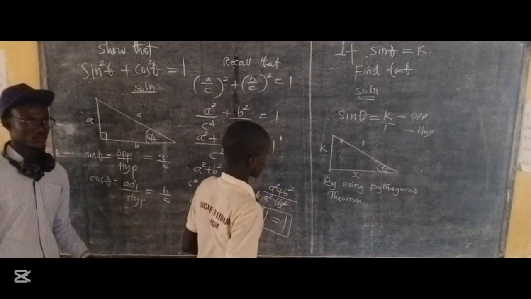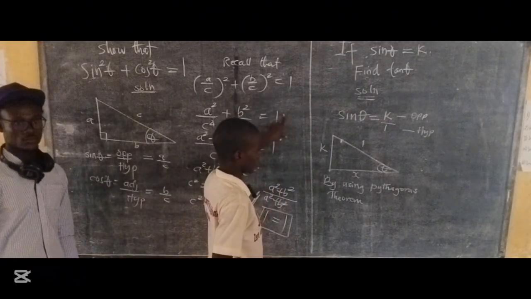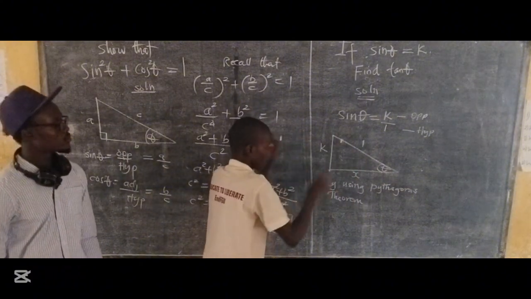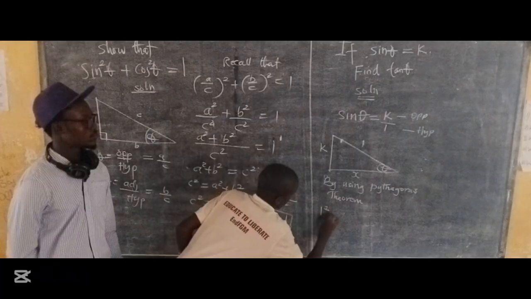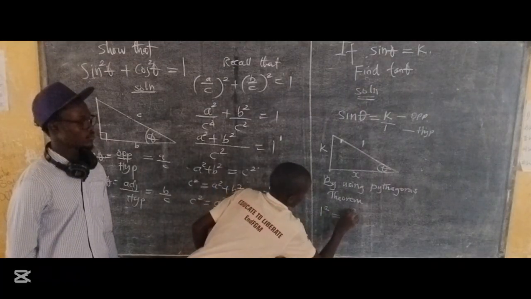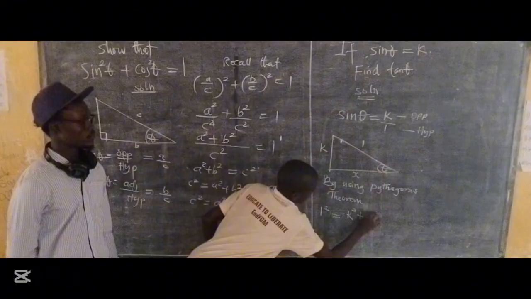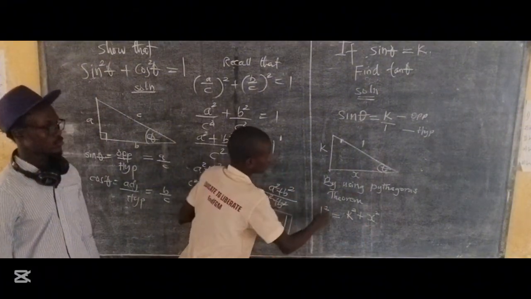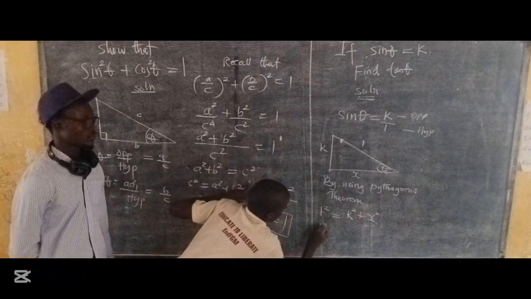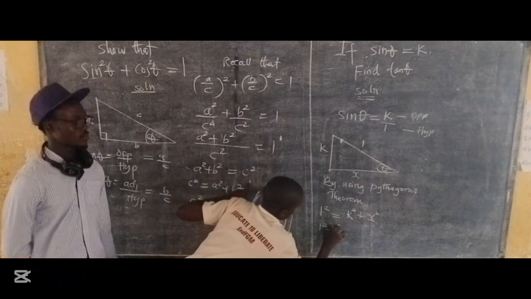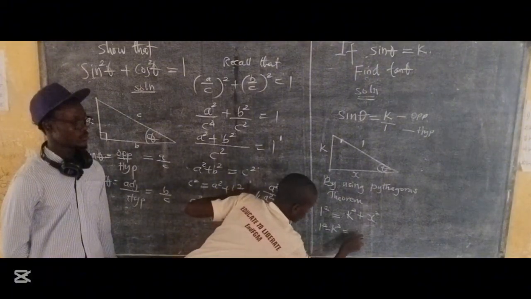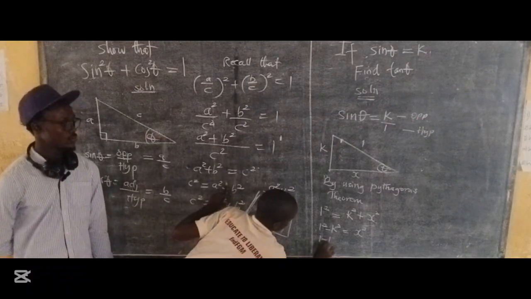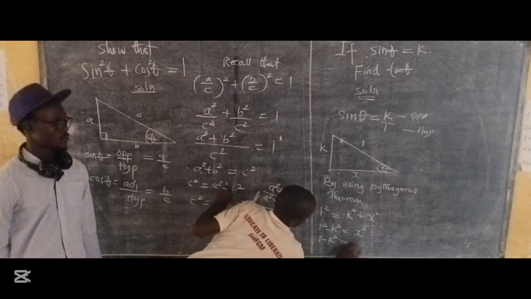Now, according to the Pythagoras theorem, the law states that the longest side, that is the hypotenuse, is equal to these two sides. So in essence, 1 square is equal to k square plus x square. Since we are going to find the value of x, this k square has to move to this side. So 1 square minus k square is equal to x square, but 1 square is the same as 1. So 1 minus k square is equal to x square.